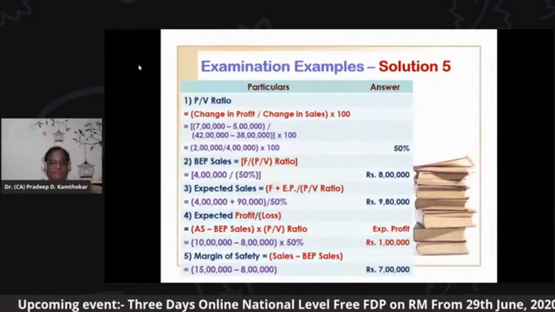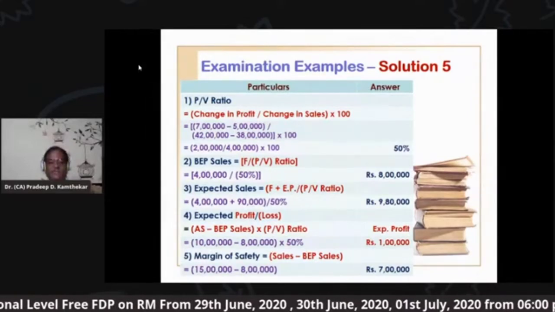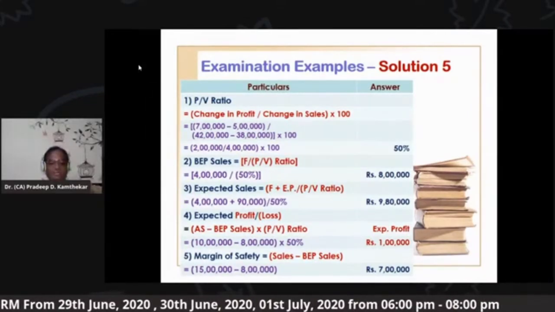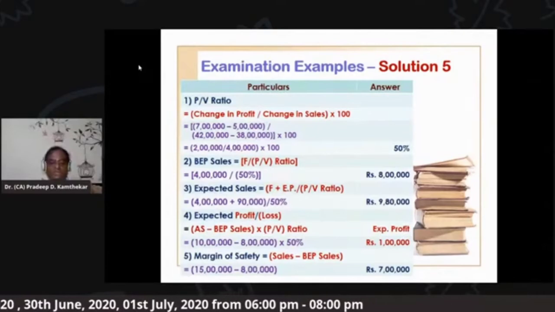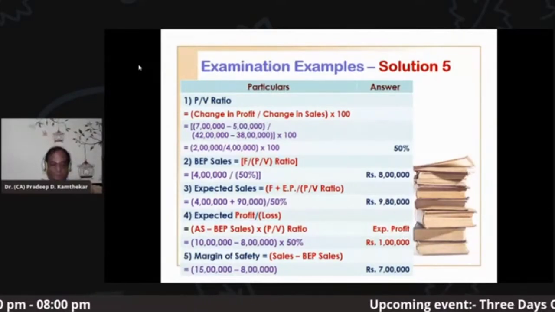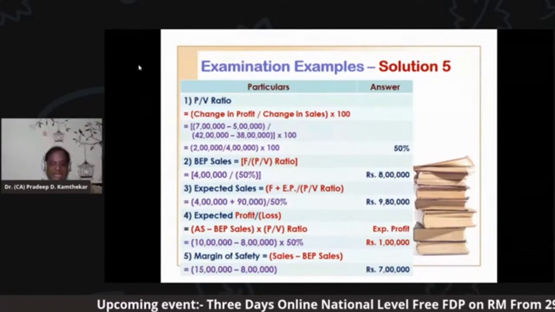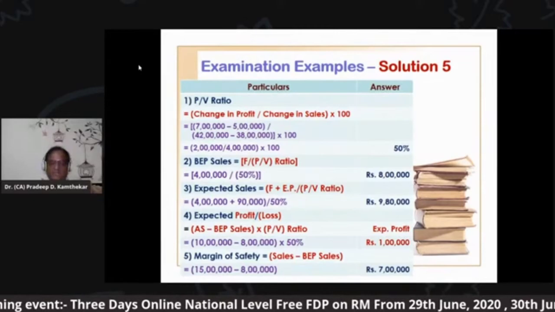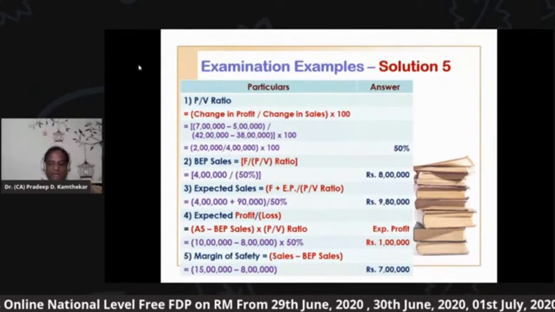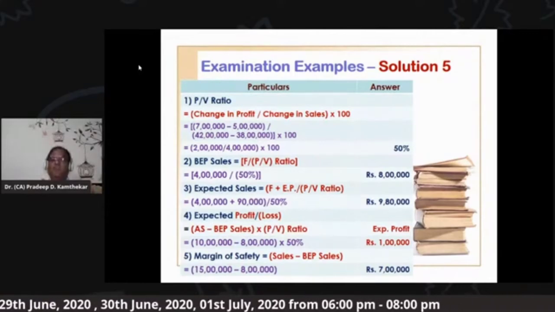And then we have expected profit where actual sales are given as 10 lakhs. Break-even point sales we have calculated as 8 lakhs. So this is 2 lakhs into PV ratio, that is 50%. So 1 lakh we get as expected profit for positive margin of safety when the sales of the business is 10 lakhs. So for a 10 lakh business, this business will have 1 lakh profit, and accordingly the business can plan its production. That is the beauty of marginal costing.